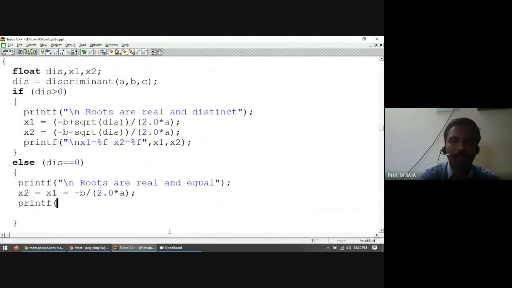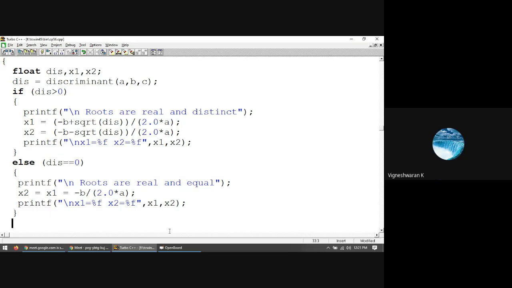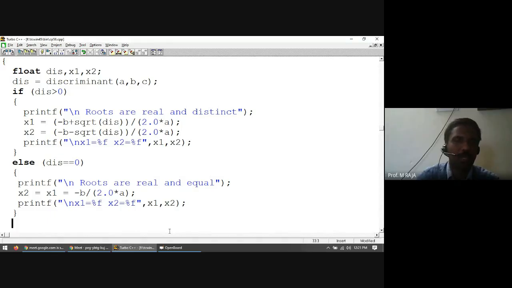printf, slash n, x1 is equal to percentage f, then x2 is equal to percentage f, comma x1 comma x2. Else if should be there, right? Yes, it is.